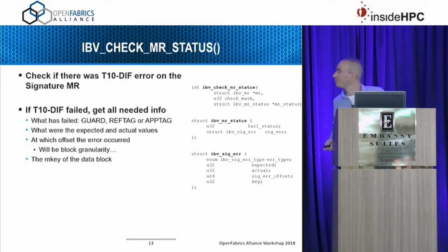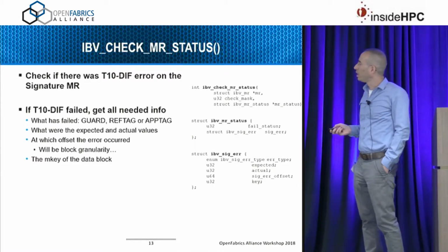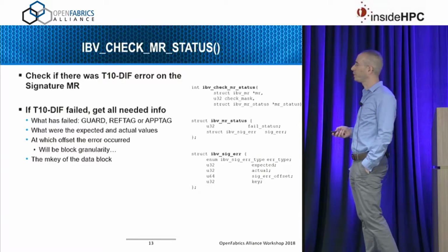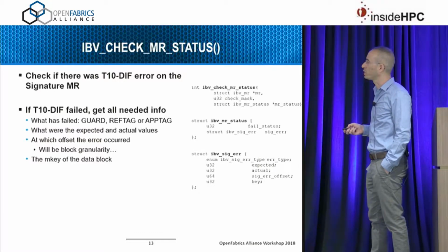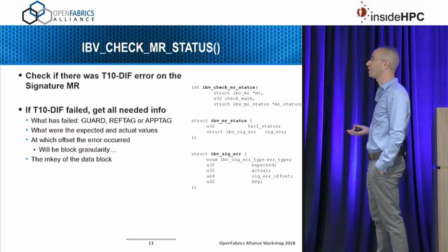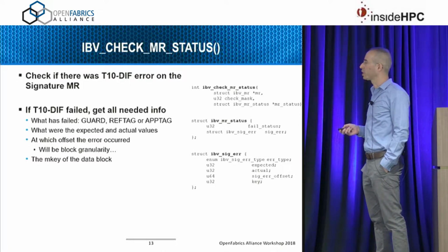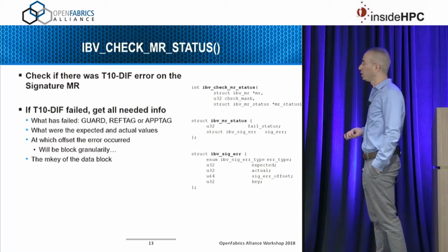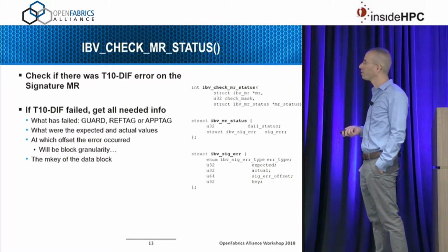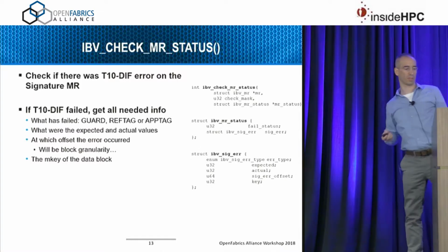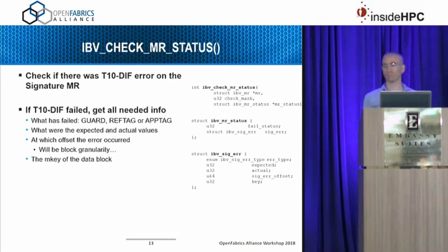We can see here that we can get the fail status, and we have in the sig_err struct a very detailed description of what failed: the type of error, if it was an error in the guard tag or the ref tag or the application tag, what was the expected signature, what was the actual signature, the signature error offset, which block actually failed the signature check, and the MR, the key that failed the check. Pretty straightforward.